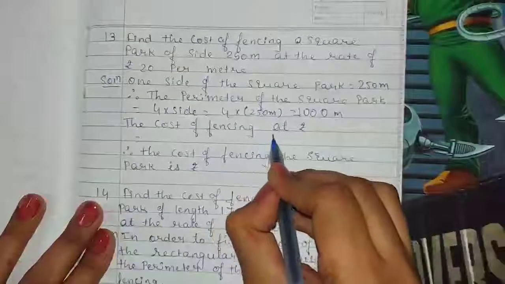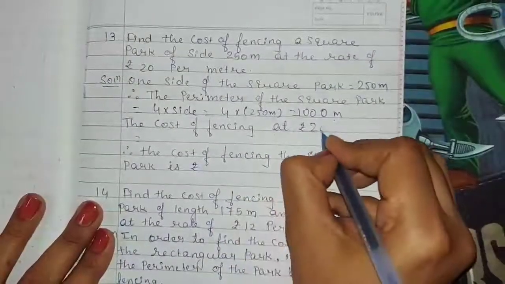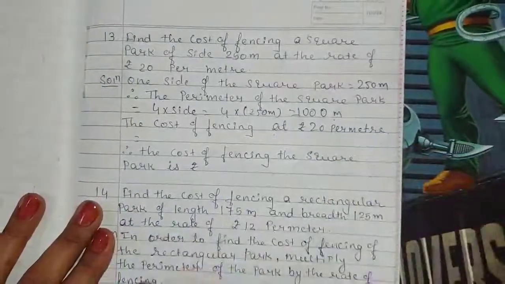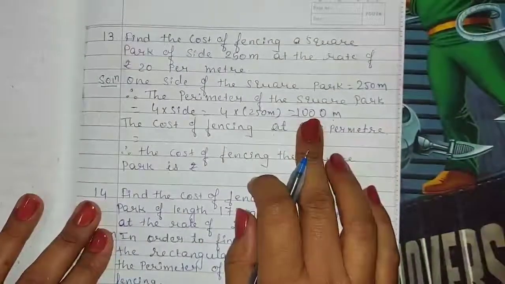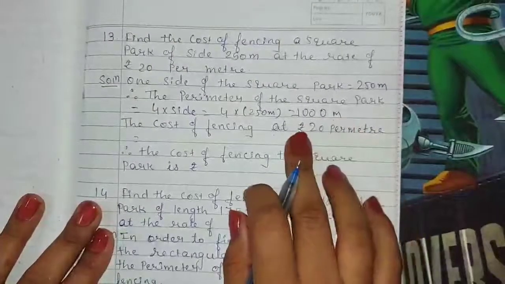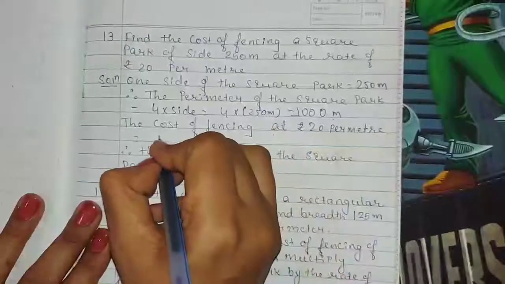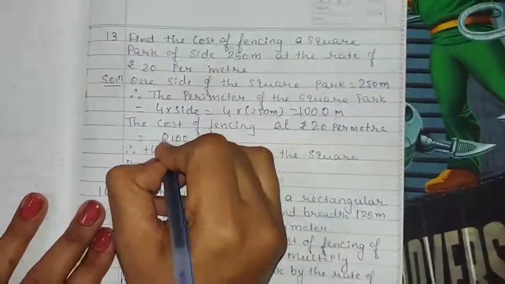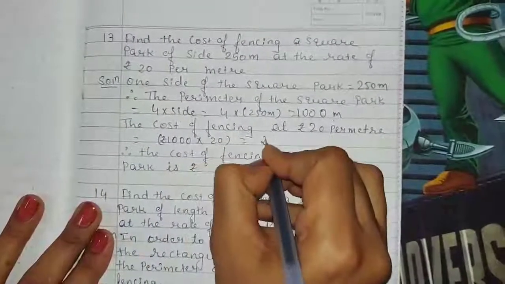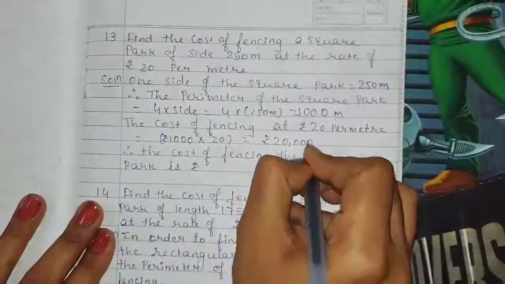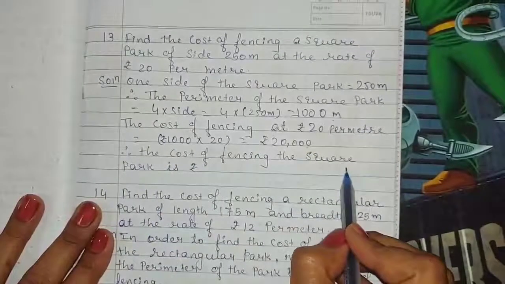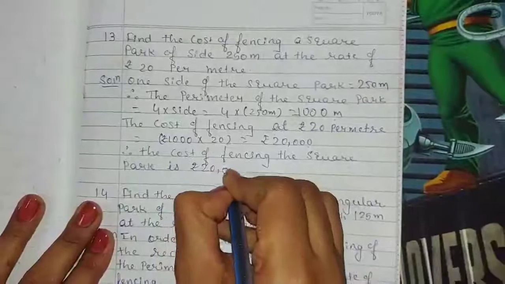Now the cost of the fencing is what? At rupees 20 per meter, which means 1 meter equals rupees 20, as given in the question. We have to find the cost for how many meter? 1000 meter of the square park. So 1 meter equals rupees 20, therefore we will do 1000 multiplied by 20, and that equals rupees 20,000. Therefore, the cost of fencing the square park is rupees 20,000.